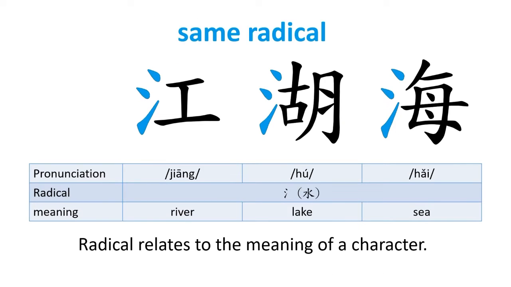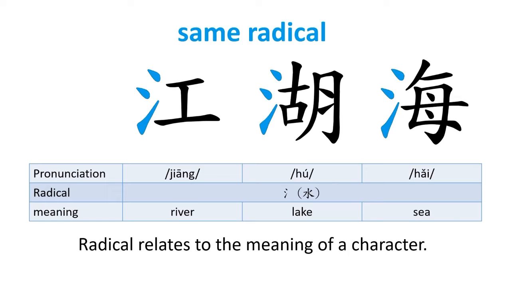The left one is 江, means river. The middle one is 湖, means lake, and the right one is 海, means sea. And they share the same radical, water.